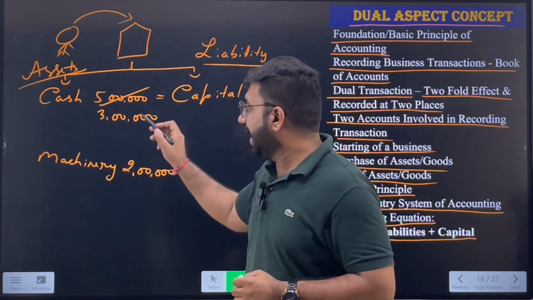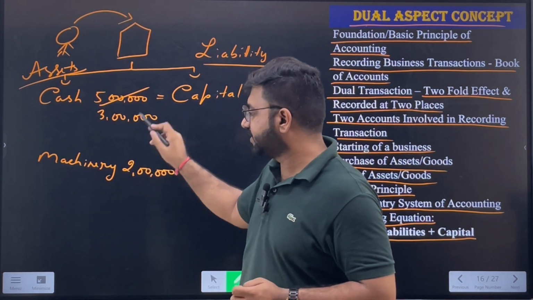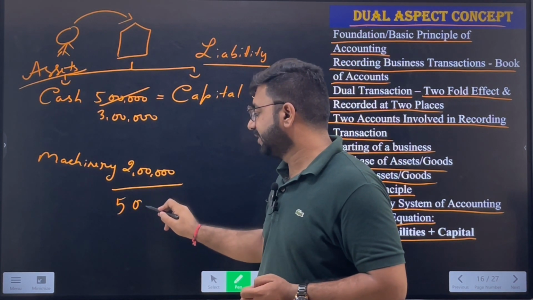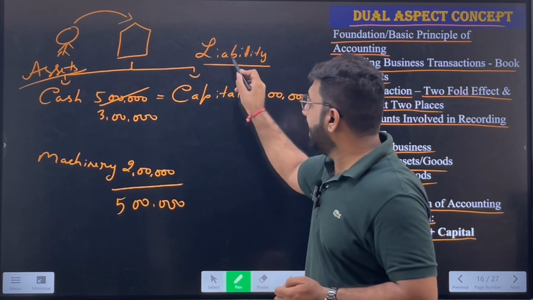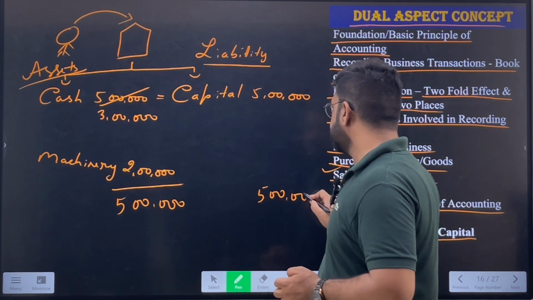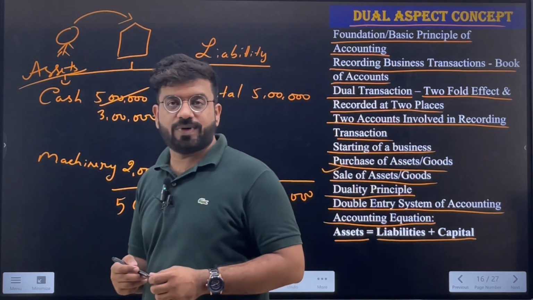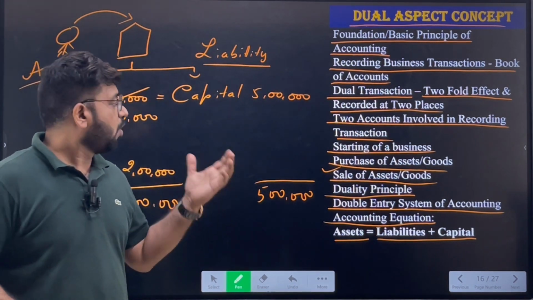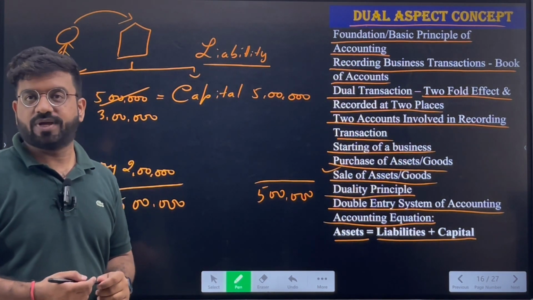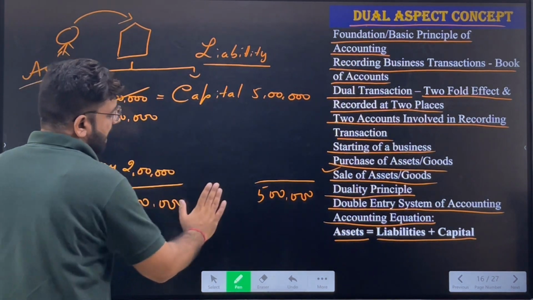Now just see, I have assets worth 3 lakhs cash and 2 lakhs machinery. In total, I have assets of how much? 5 lakhs, and a liability with the name capital of again 5 lakhs. So this is how the accounting equation is satisfied, that all the assets will be equal to the liabilities and the capital. Okay, let's take another example.